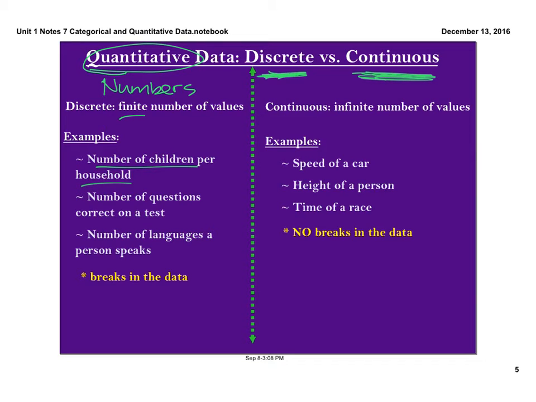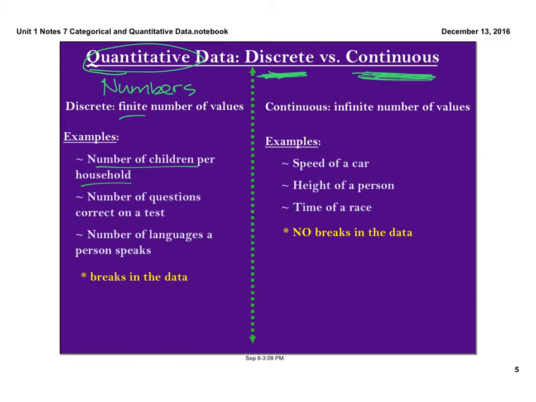Number of questions correct on a test, same thing. That one could even be a half. You might get 4.5 questions correct on a test because maybe you got one part correct on one of them. But you're not going to have a whole lot of decimals in between. It's not an infinite number of values. It's a finite number of values.